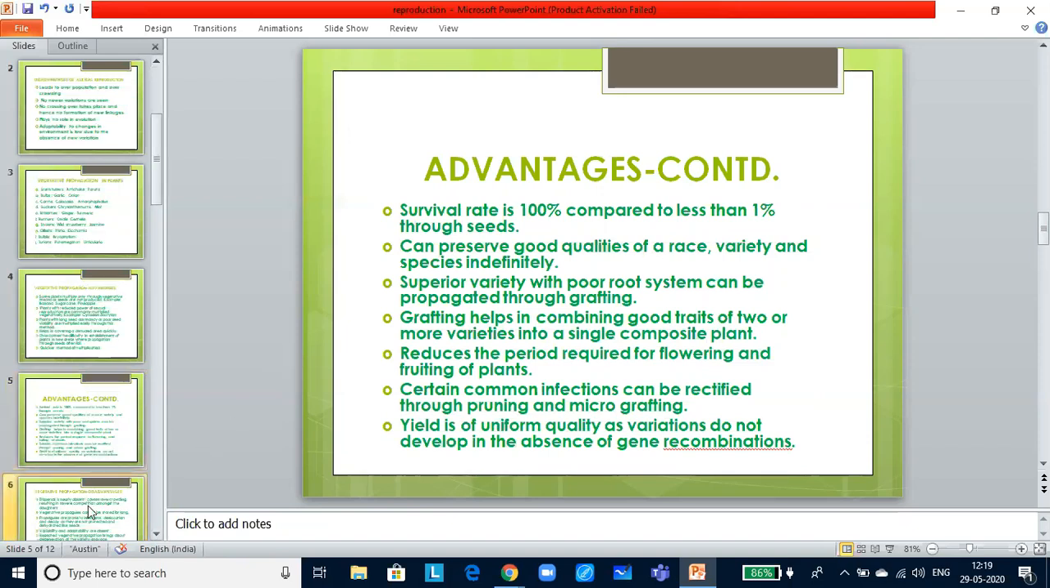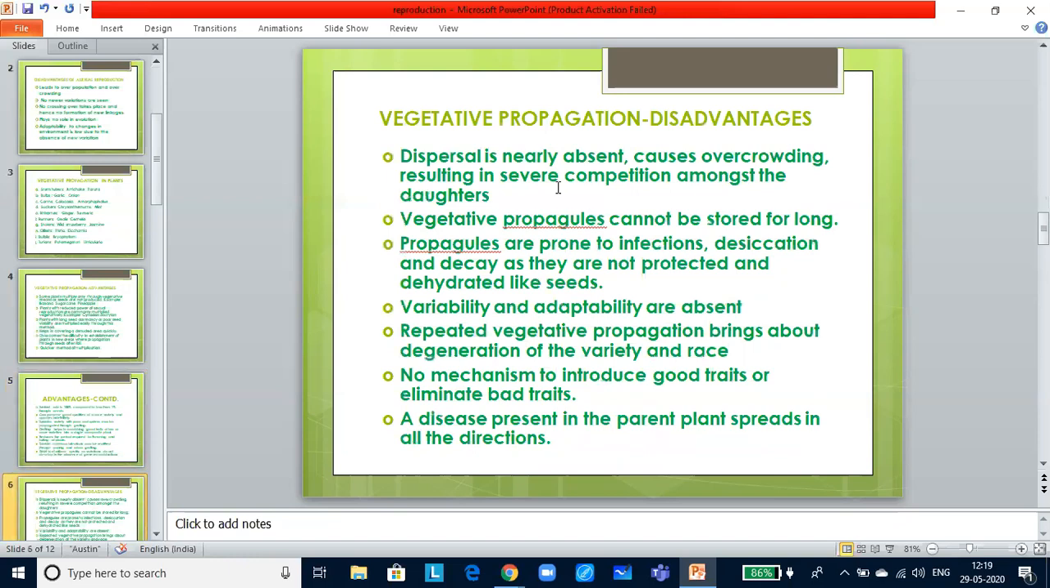Now let us look at the disadvantages. As we saw, the plus points are so many. There are also negatives with this. That means to say that since dispersal is nearly absent, taking the propagules from one place to a distant place is not possible. Wherever it is getting vegetatively propagated, overcrowding takes place. And when there is overcrowding, there will be a lot of competition for the nutrients and space among the organisms.